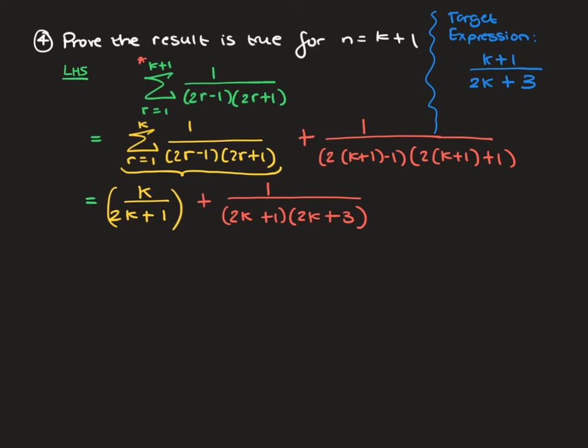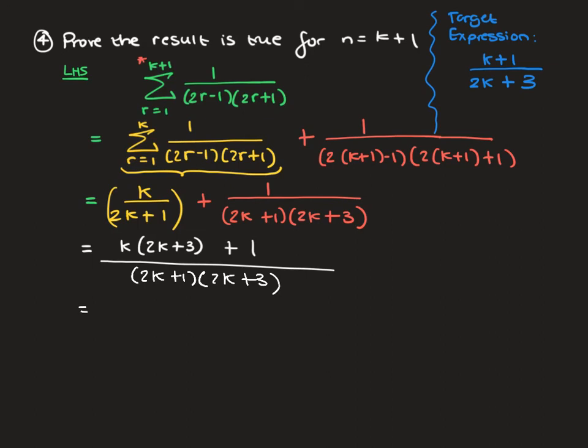So let's see what we can simplify here. Okay, so no factorisation yet because we have a pair of algebraic fractions. So we need to find ourselves a common denominator here. So we're going to have k bracket 2k plus 3 plus 1 all over 2k plus 1, 2k plus 3. Now let's take a look at that numerator. 2k squared plus 3k plus 1. And hopefully you can see what I'm seeing, that the numerator is going to factorise into something very helpful.